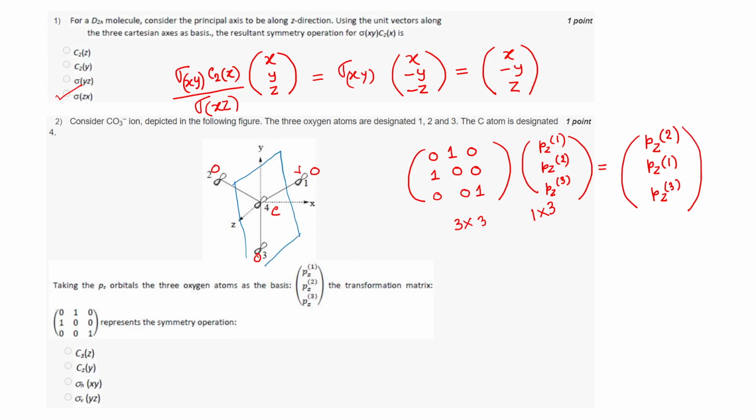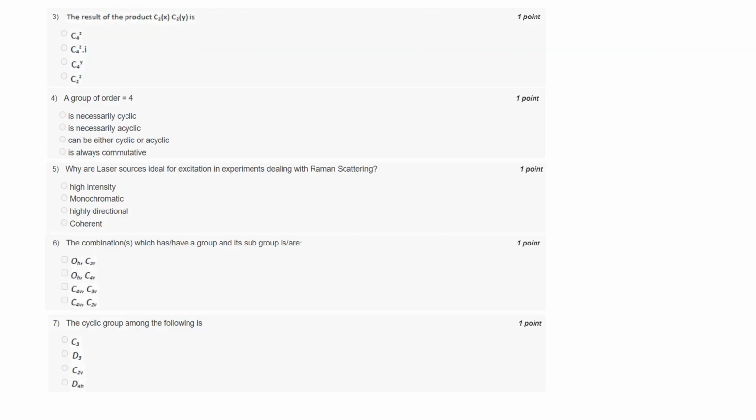It will intersect 2, 4, 1. This angle it will intersect, it will be along YZ, right? And it will go inside the carbon and the third oxygen. So their position will remain unchanged. So your third pz orbital remains unchanged, but the position of pz1 becomes pz2 and pz2 becomes pz1. That is why this is a sigma v plane. So they represent this symmetry operation. Okay, I hope that is clear. Now I will go to the next question.